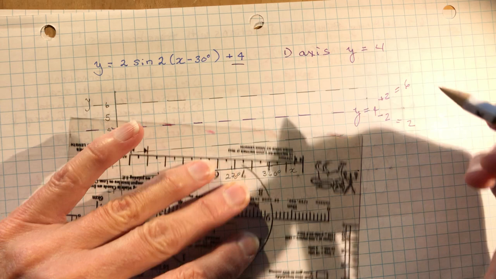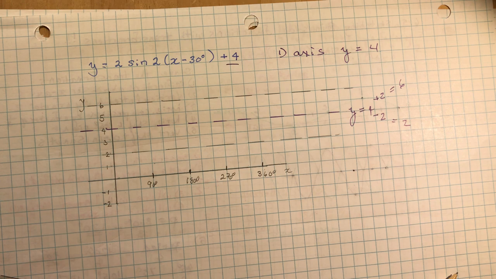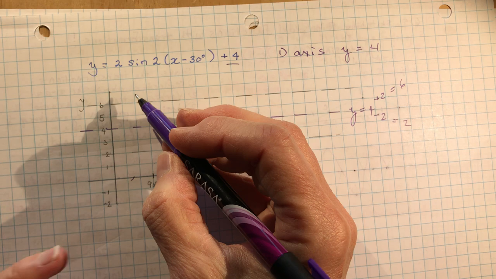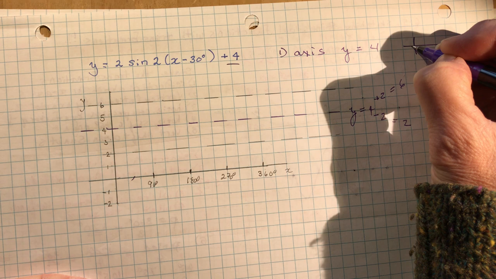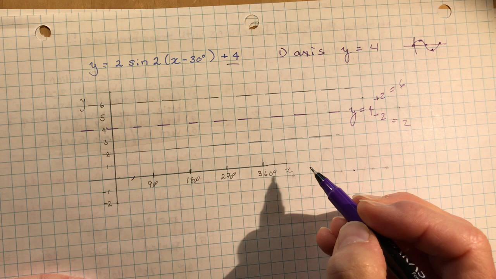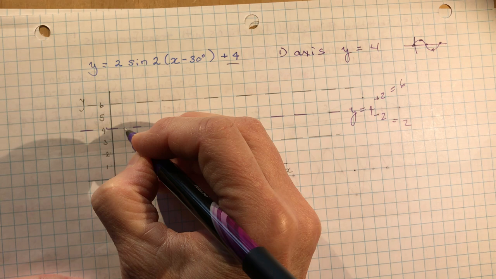Okay, so where does the graph start? This says minus 30, so it's going to start at 30 degrees. It's a sine function, a positive sine function. So you have to think about which way the sine function is going to go. You know a positive sine function goes this way. So it's going to go up, and those are going to be my key points here. 1, 2, 3, 4, 5. Okay, so we're starting at plus 30. These are in 30s, that's really nice. And we start on the axis for a sine function.